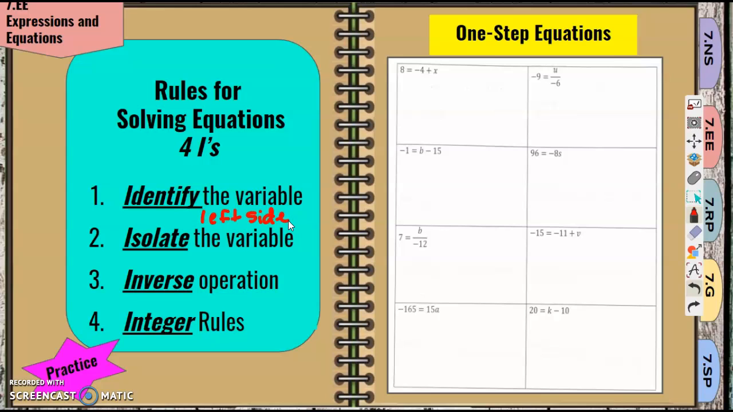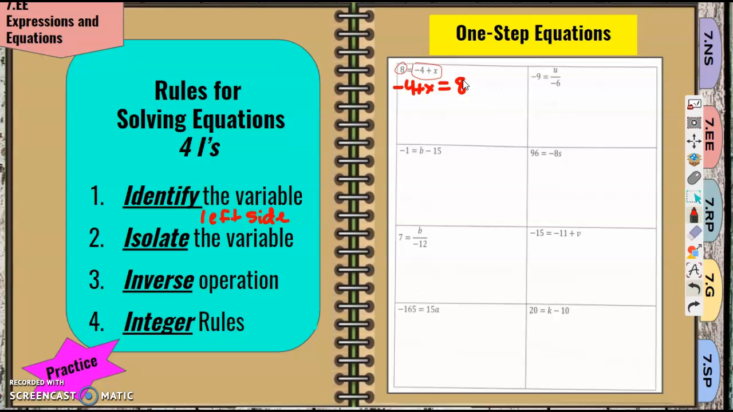So number 1, the variable is on the right side. So I'm going to rewrite everything that's on the right side on the left side, and everything that's on the left side I'm going to write on the right side. That way the variable's on the left side. That's the biggest thing: you always want your variable to be on the left side.